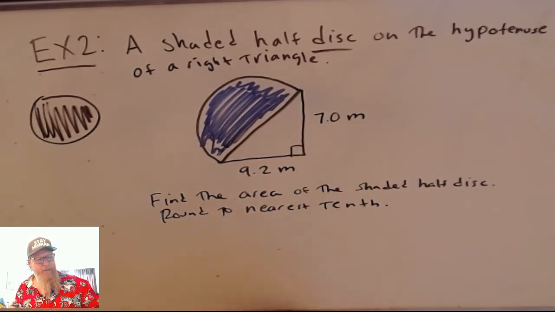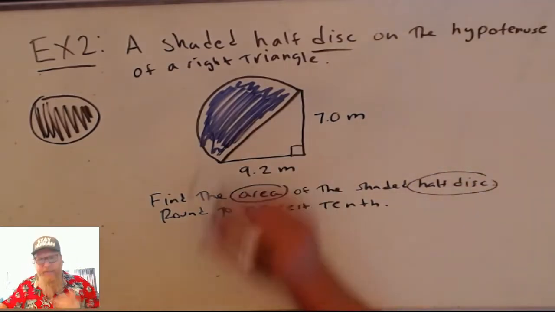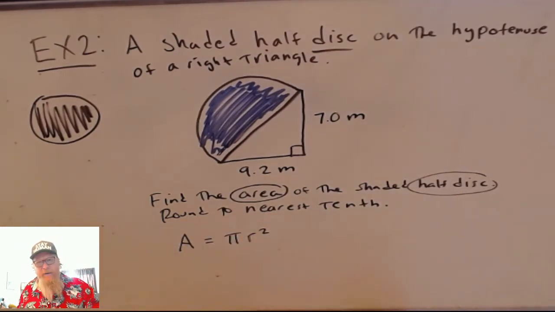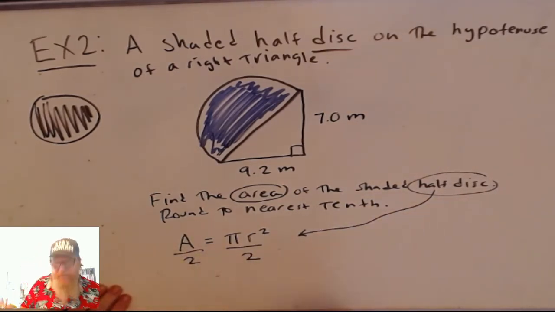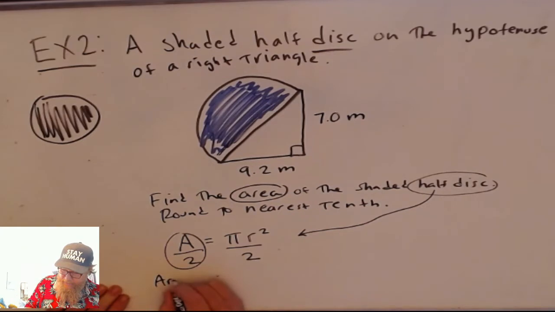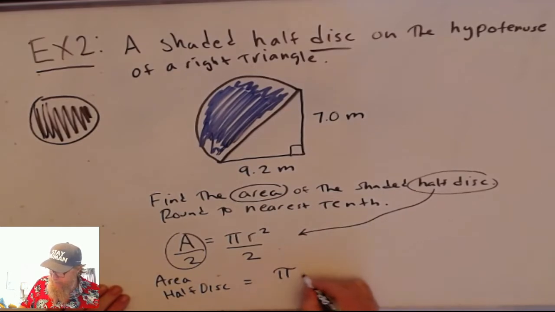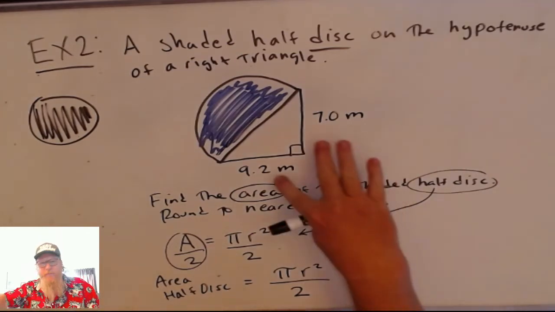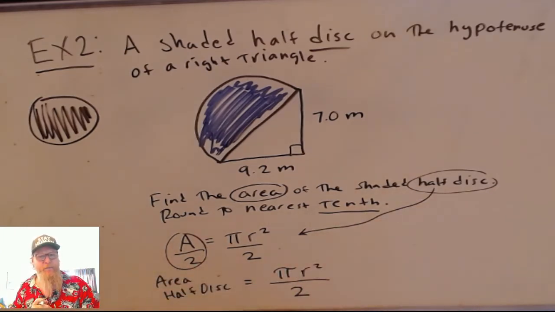A quick refresher: the area of a circle or a disk, so the inside area, is pi r squared. So a half disk would be pi r squared over 2. Area half disk equals pi r squared divided by 2. This example uses decimals and fractions, but since I'm rounding at the very end, I'll convert all this into a decimal at the end.